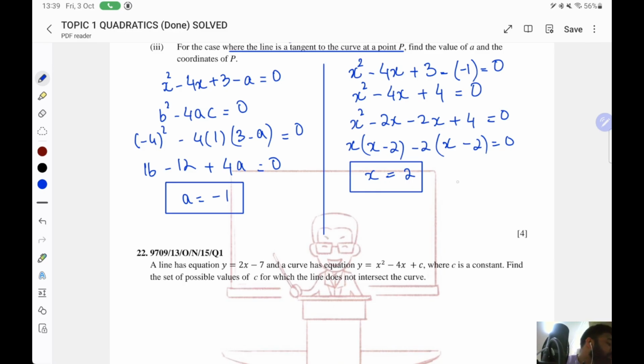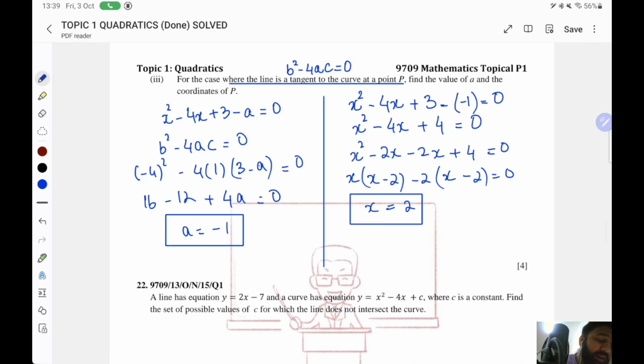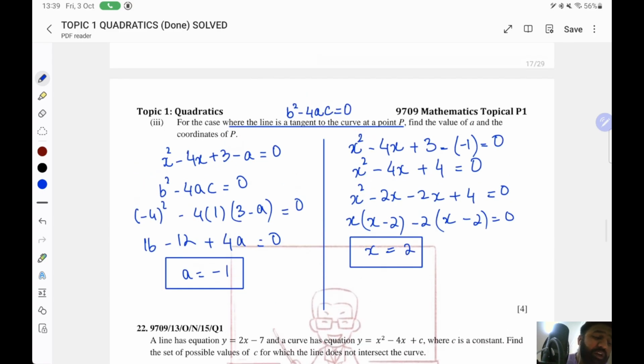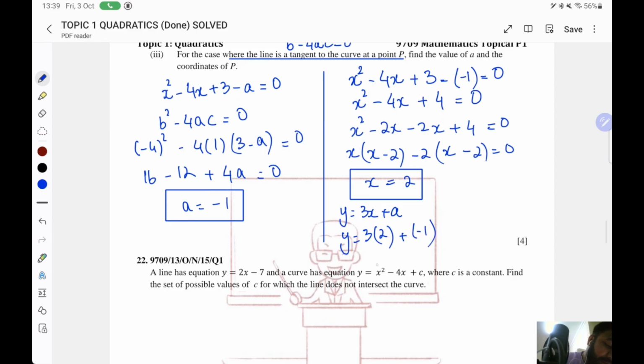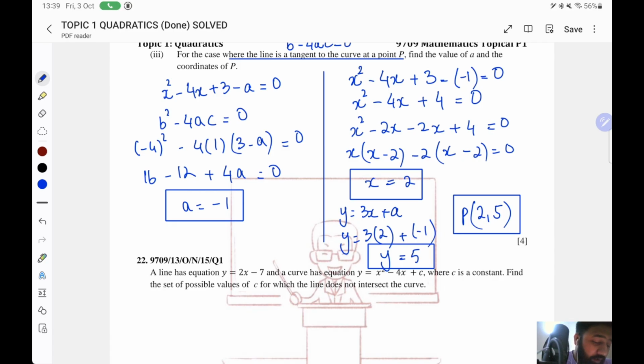We need to find out the y coordinate as well. So we can find the y coordinate by substituting it in the line, which is y equals 3x plus a. So y equals 3 times 2 plus, what's the value of a for this? Minus 1. So that is going to give you the y coordinate of point P, which is 5. So let me write down the coordinates of P, which is (2, 5). Yeah, any problem so far?